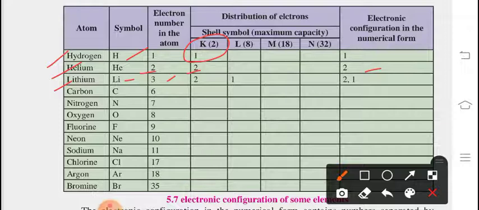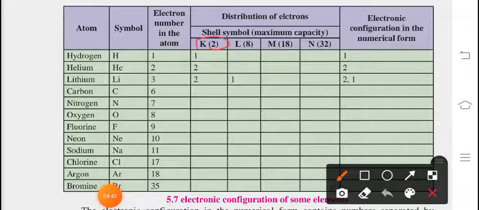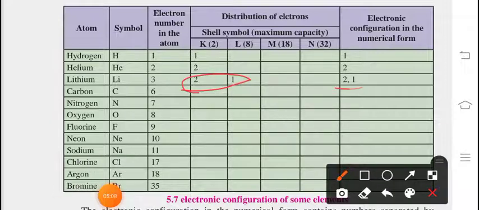Now you can observe that in the K shell the capacity is only 2 electrons. So out of these 3 electrons, we can take only 2 electrons in the first shell. One is remaining, which goes to another shell, which is L. Hence the electronic configuration for lithium is 2, 1.